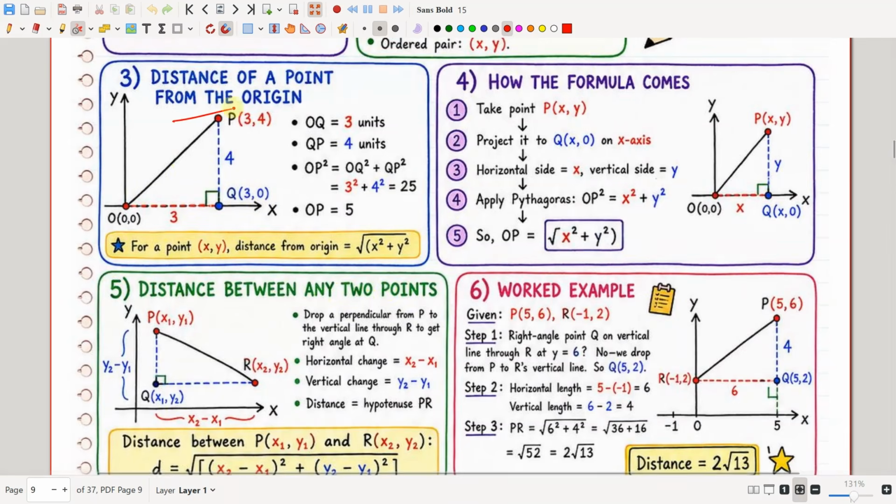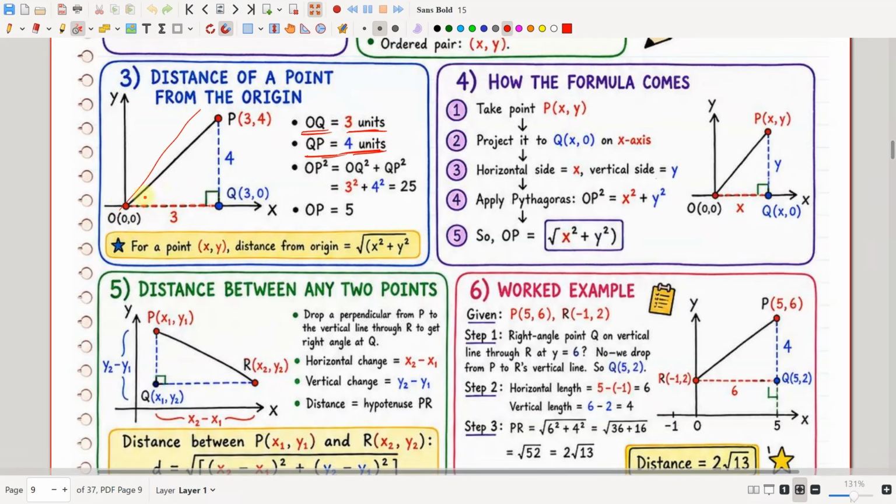Distance of a point from the origin. The origin is 0, 0. Let this point P be 3, 4, and the point Q be 3, 0. Let's compute the distance here. From O to Q, the distance will be 3 units, right? And from Q to P, the distance will be 4 units, since the height difference is 4, right? Here it is 3, 0, and here it is 3, 4. So OQ is equal to 3 units, QP is equal to 4 units.